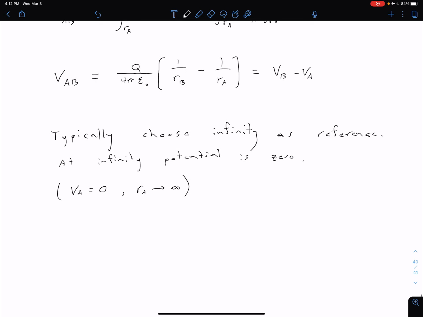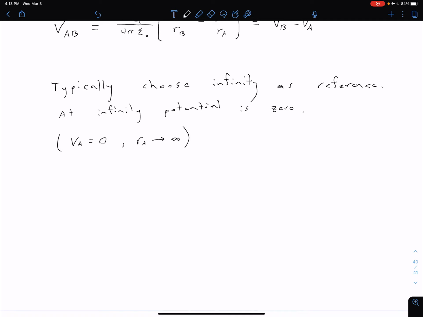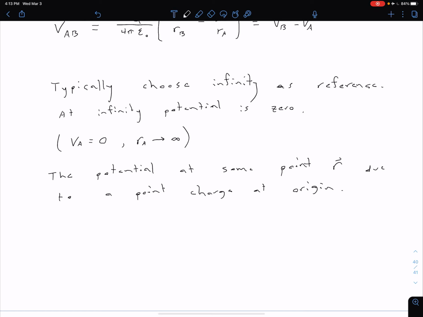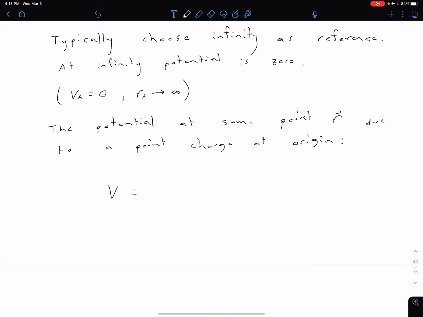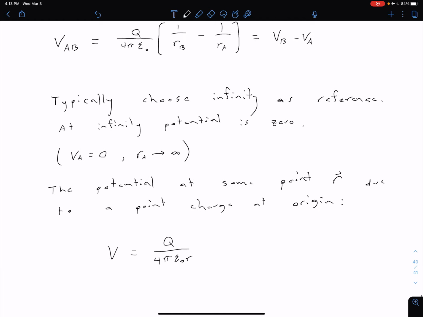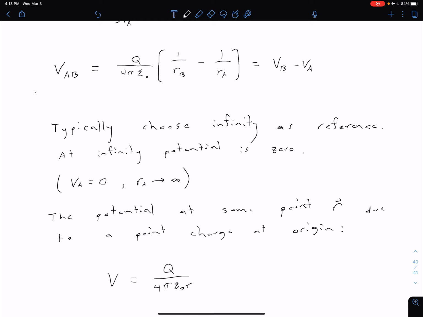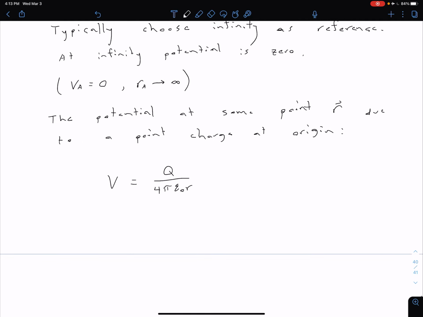So what we can do then is simplify this potential difference equation, and we could say the potential at some point, so position vector R, due to a point charge at the origin, is given by V equals Q over 4 pi epsilon naught R. And essentially we can get that just by plugging in those values for VA equals 0 and RA going towards infinity into this equation up here, and we get this expression right here.